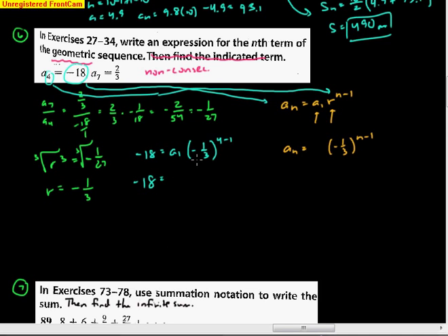Negative 18 equals... this simplifies, this becomes a 3. And when I cube a fraction, I cube both parts. Negative stays negative because it's cubed. 1 cubed is 1, 3 cubed is 27. So negative 1/27 times a sub 1. To get rid of this negative 1/27, multiply by the reciprocal, negative 27. When I multiply this out, it turns positive, 486. So a sub 1 is 486.